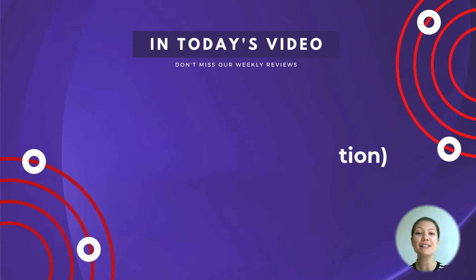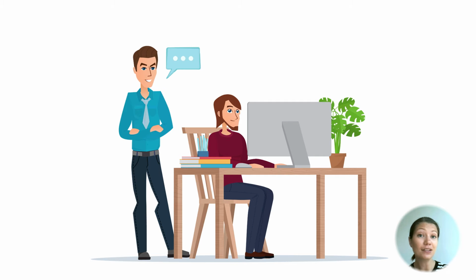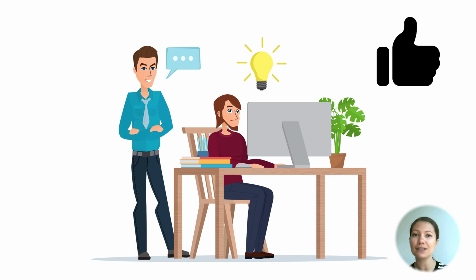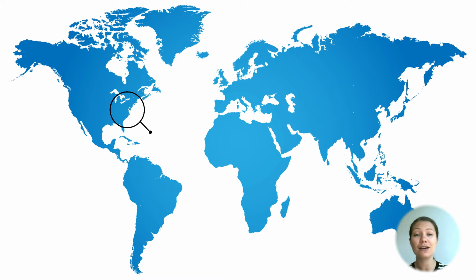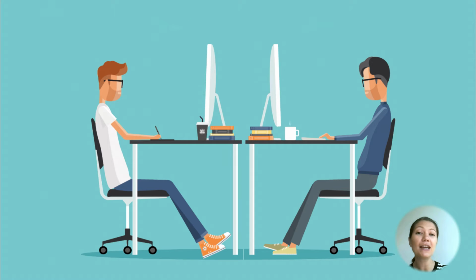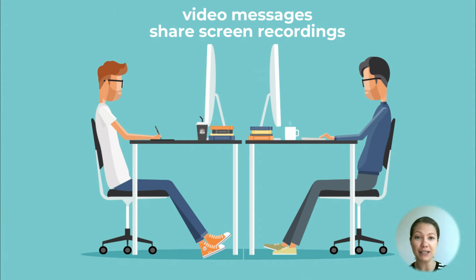The best way to review a design and make sure your designer got you right is when you're both sitting next to each other and discussing the design. But when you are in, let's say, New York and your designer is in Italy, for example, sitting next to each other becomes a bit difficult. So your best alternative is to communicate via video messages and share recordings of your screen.